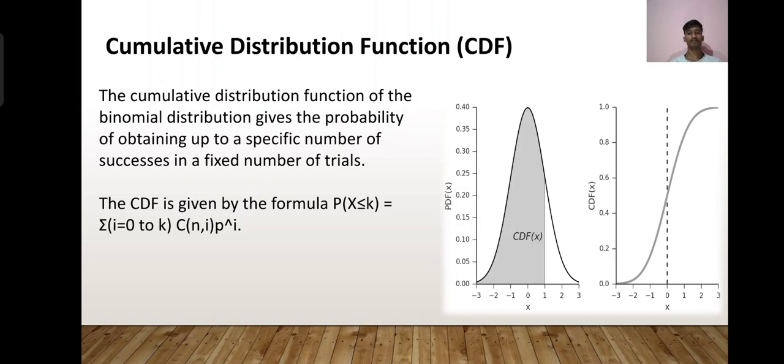Cumulative distribution function. The cumulative distribution function of the binomial distribution gives the probability of obtaining a specific number of successes in a fixed number of trials. The cumulative distribution function is given by the formula P of X less than or equal to k equals sigma i equals 0 to k, C of n comma i, p power i.